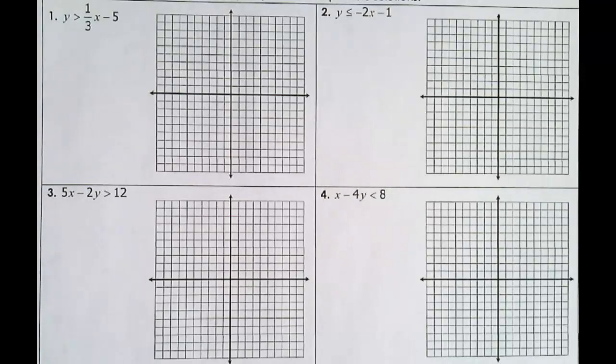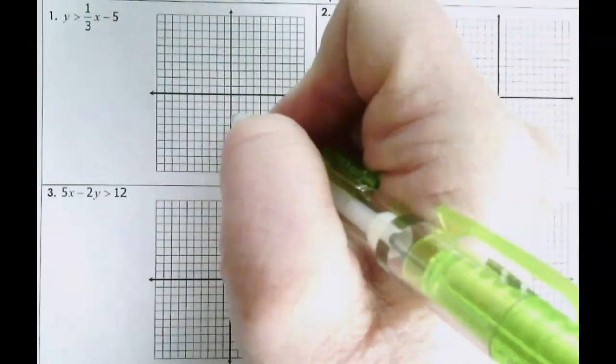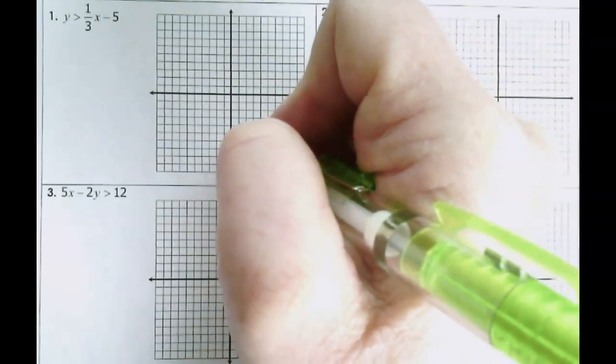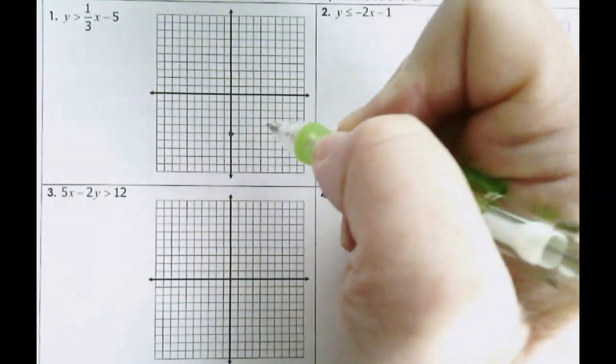Number one says y is greater than 1/3 x minus 5. Is that in slope-intercept form? Yes. Okay, we're good. Now I can graph it. I start at -5, so 1, 2, 3, 4, 5. I'm going to put a point here.